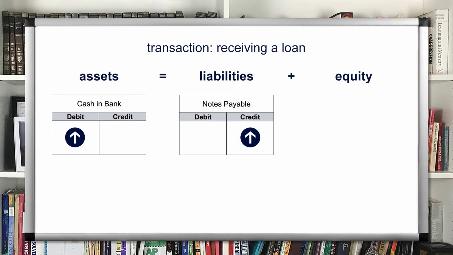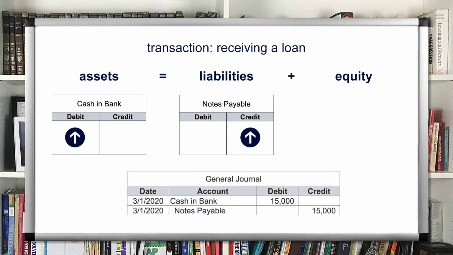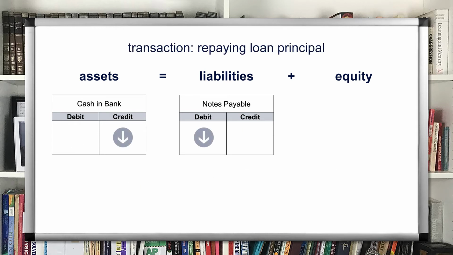When the business borrows money in the form of a loan, the cash account is debited, increasing the account balance, and the notes payable account is credited, also increasing the balance. The entries are recorded like this. Now let's look at repaying that loan.